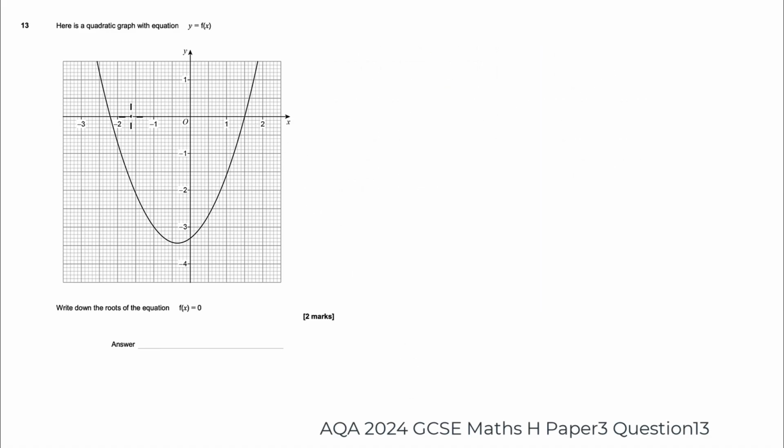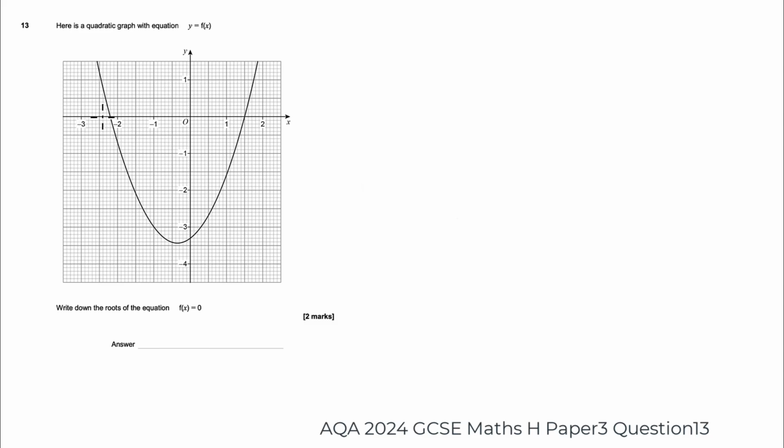So if we look back at the question, we're trying to solve the equation f of x equals 0. We're looking for y coordinates of 0 on this graph. One of them's there, the other one's there. So the roots of this equation, the solutions to this equation f of x equals 0, will be found where this graph crosses the x-axis. So let's have a look at that.